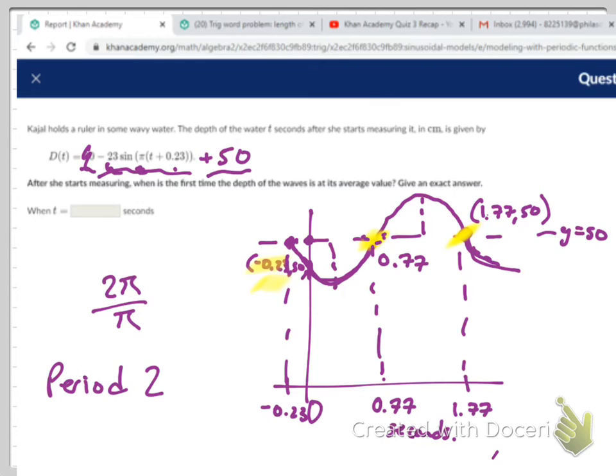So the way Khan Academy told you to think about it, I believe, was when is sine of, they told you to think about just this sine of this, right? Because when that's 0, that's the middle. It hasn't gone down or up. It'll be just at that 50, right? So what they wanted you to do was say, well, when sine of pi times t plus 0.23, set that equal to 0. And what you could actually think about is that the sine of 0 is 0. So we wanted this whole thing to be 0.